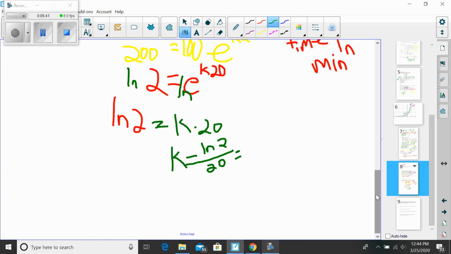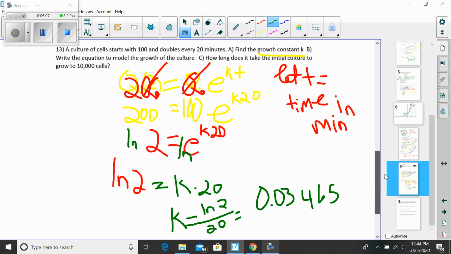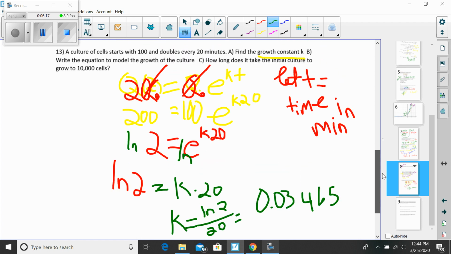Well, let me do it. Let me do this on my calculator. So natural log 2 divided by 20. Okay, so I got, and it's positive because I have growth, 0.0346. So take it out 5 or 6 decimal places. My calculator will store my answer. So then when I go to do another exercise, I just grab that amount for k, right? So that I take the whole entire decimal that goes right across the screen.